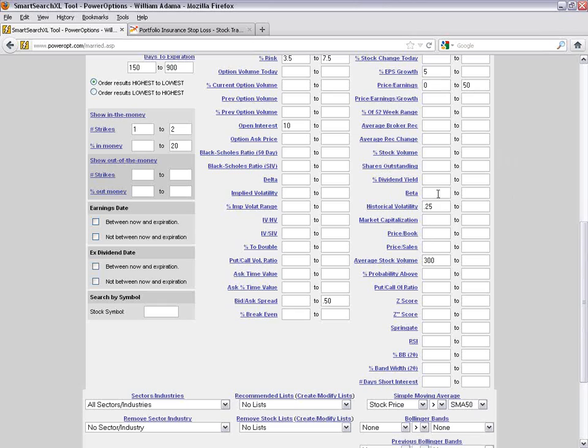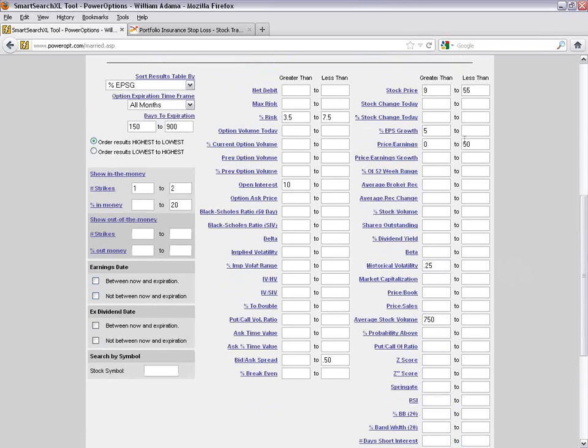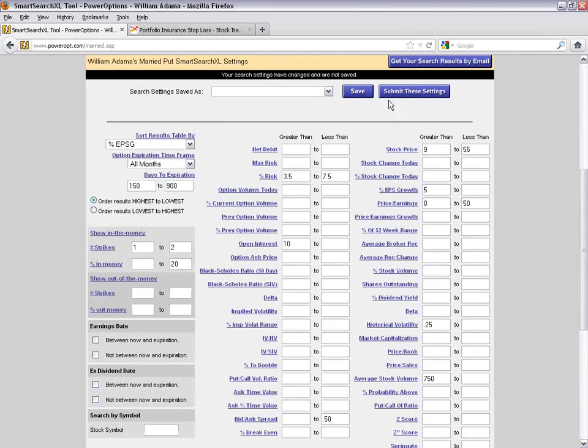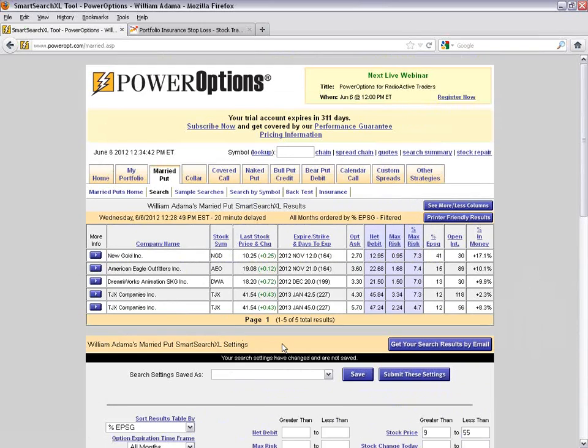You can also use things such as beta. I'm going to keep the historical volatility, but let's say I want my average stock volume to be a little bit higher. I want stocks to be trading at least 750,000 shares per day on average over the last 90 days. And if you use things such as the PEG ratio, or if you like to use broker recommendations, or even things such as the RSI or the Bollinger Band ranges, you could put those in as well. All right, so let's go ahead and submit that, and see what we have in our universe.